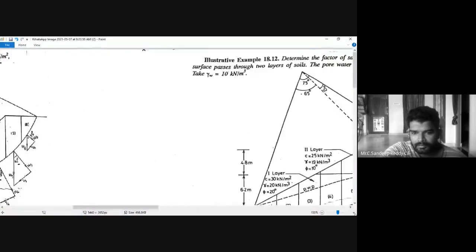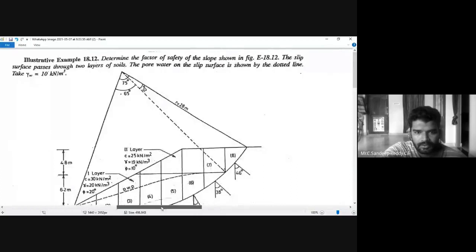This is one more problem which I want to give you attention. You see the second problem. Determine the factor of safety of the slope shown in the figure. The slip surface passes through two layers of soils. The pore water pressure on the slip surface is shown by the dotted lines. Take gamma w equal to 10 kilonewton per meter cube.